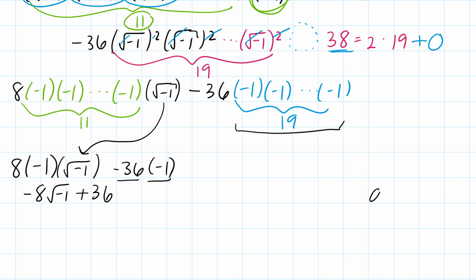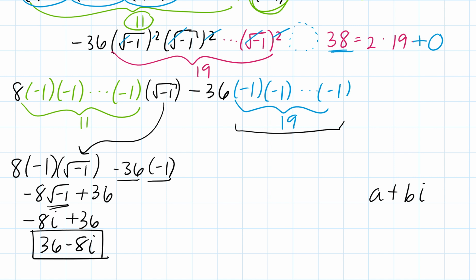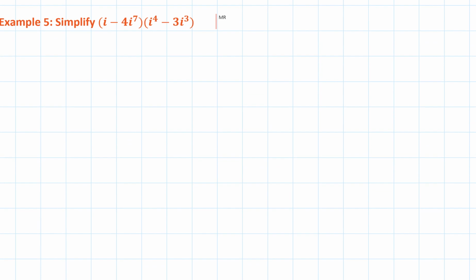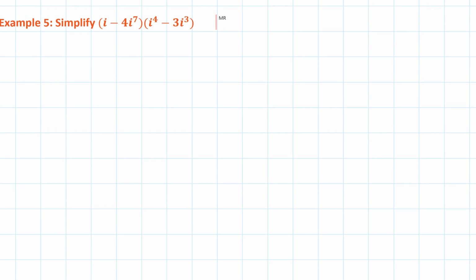We're almost done. It almost looks like a plus bi. But we've got this weird square root of negative 1. We're going to substitute back. So this is negative 8i plus 36. Put the real number first. And here's our final simplified expression. This was tricky, so let's look at one final example with powers of i. We can get some practice simplifying.